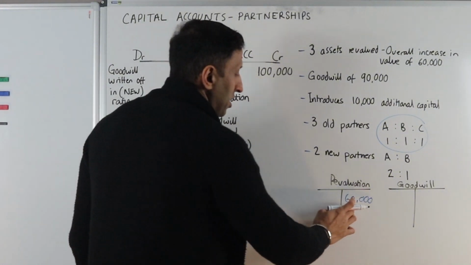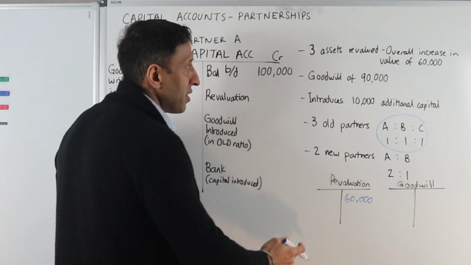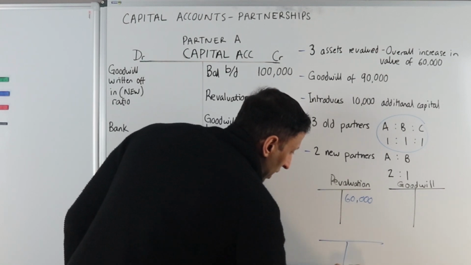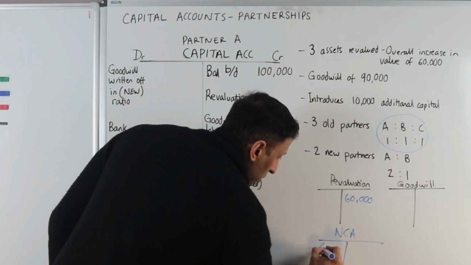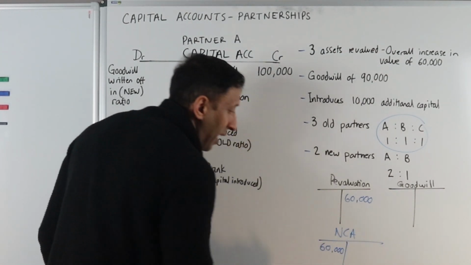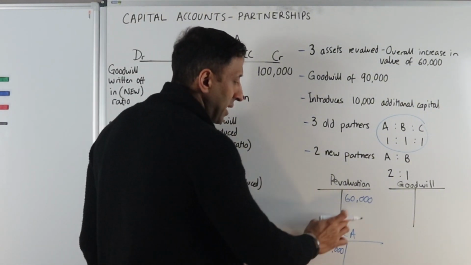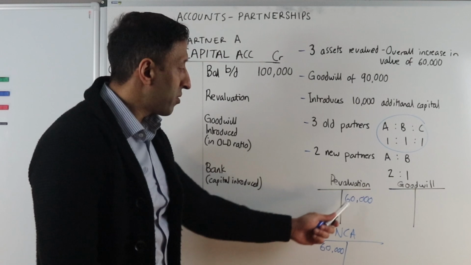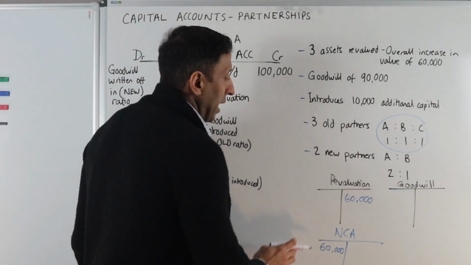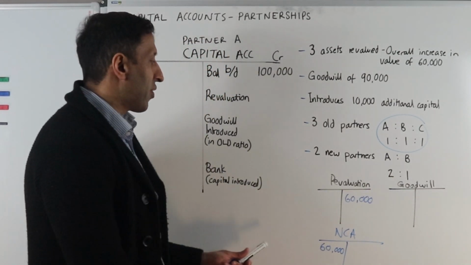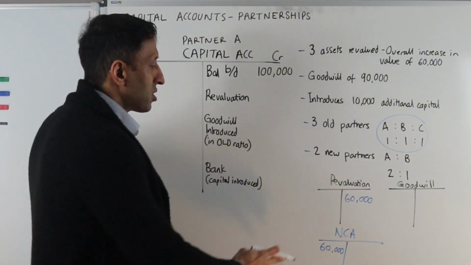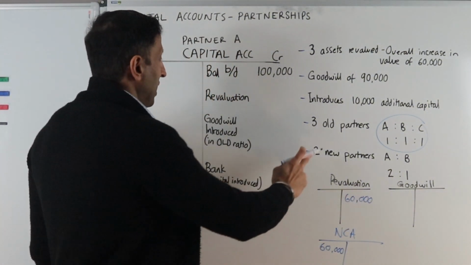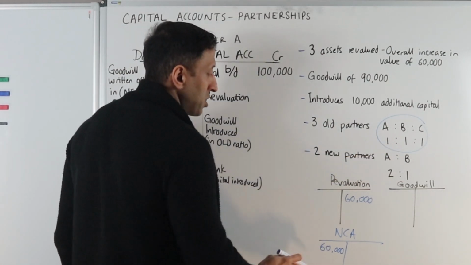So this 60,000 is an increase in the value of non-current assets. And why is it there? Well, if we increase the value of non-current assets, we would be putting 60 on the debit side, or left. So if we debit this account, credit that account, we have to have a debit for every equal credit. Now, the revaluation account is a calculation account, and therefore it should not have a balance to carry down. So we need to distribute this 60,000 to the partners in the old profit sharing ratio, which is equal.